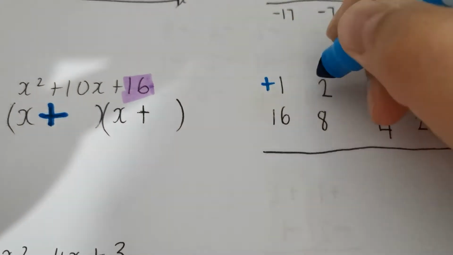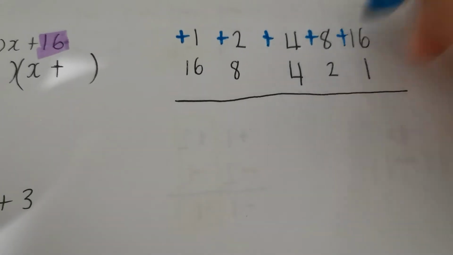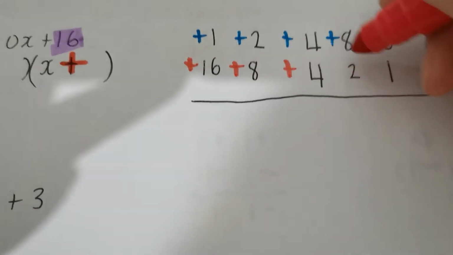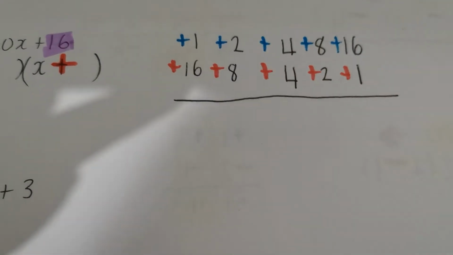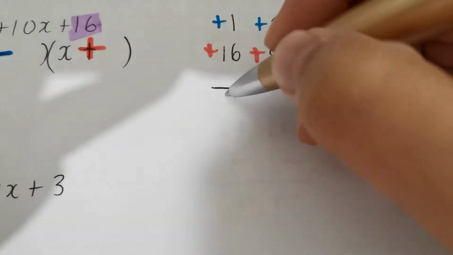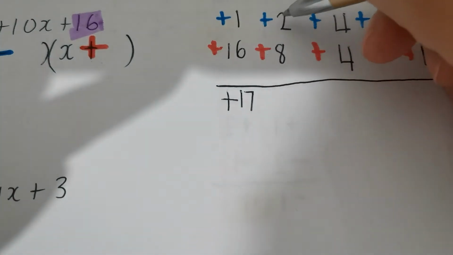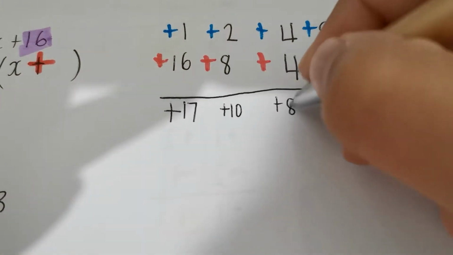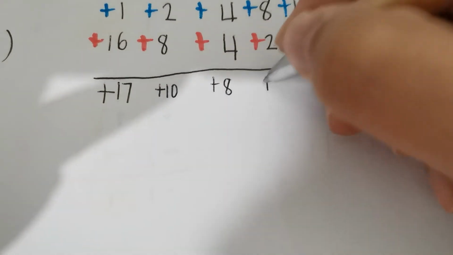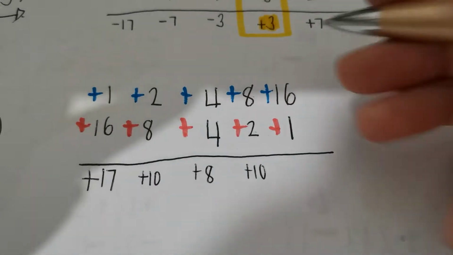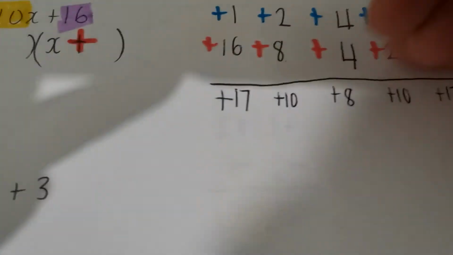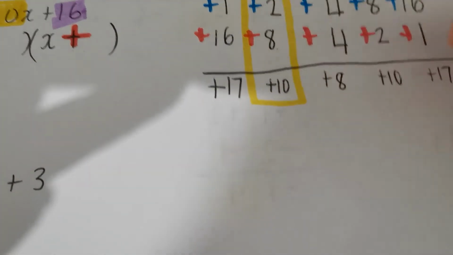Positive. Plus, plus, plus. Pink. Addition and subtraction. 1 plus 16, 17. 2 plus 8, positive 10. 4 plus 4, positive 8. 8 plus 2, positive 10. 16 plus 1, positive 17. Okay, let's go back. I need positive 10. So, positive 10.